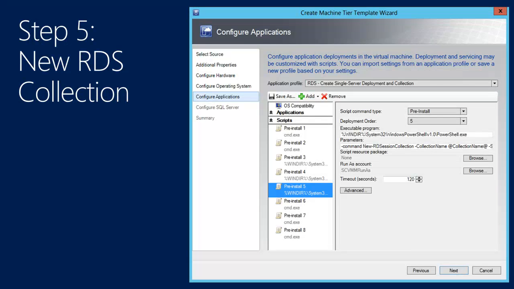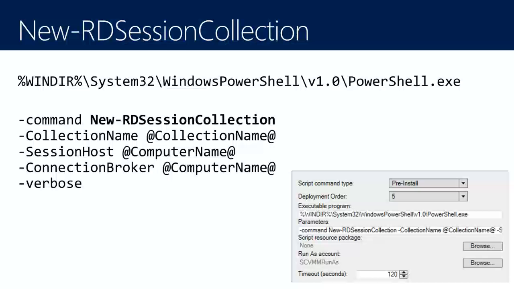The next step here, step 5, is creating a new RDS collection, which involves a very similar commandlet, again running PowerShell, and running the New-RDSessionCollection commandlet, and also setting the collection name, session host, and connection broker. These two are set to computer name, but as you can see here, look what I've done. I've created another custom variable called collection name. Now, if you've ever played with RDS before, you know that in order to create an RDS deployment and collection in Server 2012, you have to name the collection. Right? You've got to give it some kind of name.